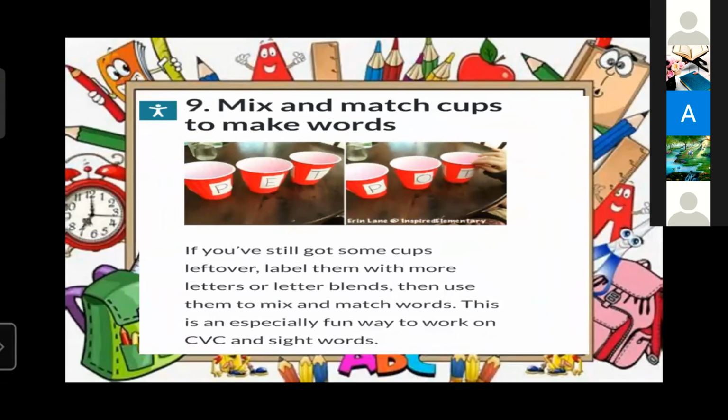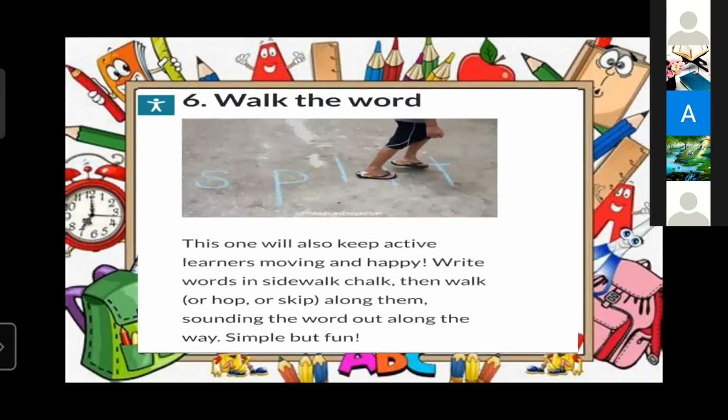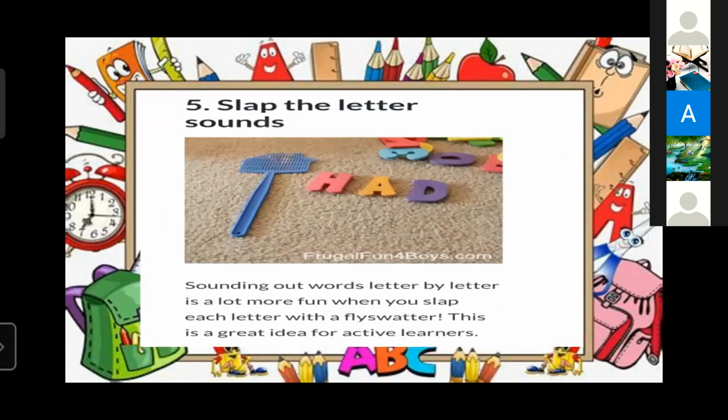Number 5 and number 6, I didn't get the idea of the slapping the letter sound. Okay, number 5 is easy, Mr. Ahmed. Here we have a lot of words. We ask the students or the learners to slap the first sound they hear. For example, if you are writing on the board had, cap, mat, fat, and so on, when you say a sound, which letter will they slap?